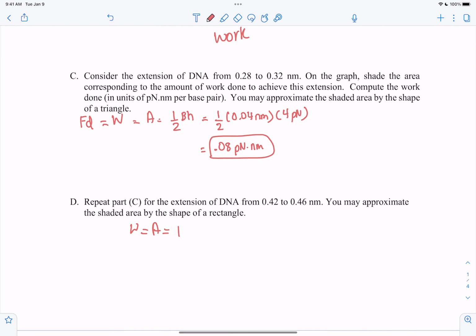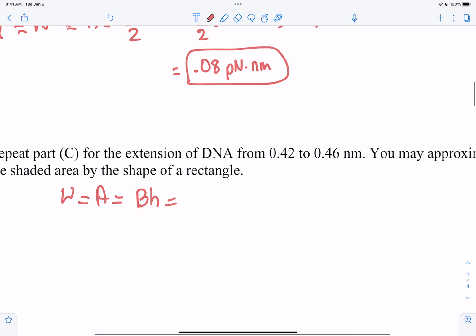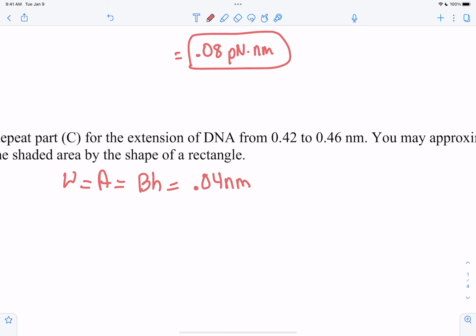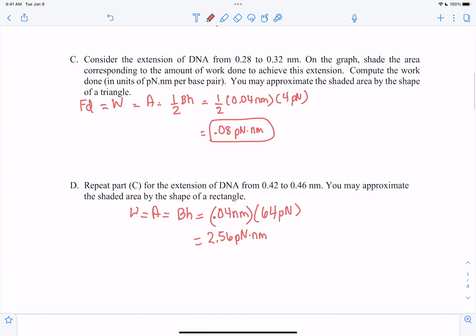But it's just going to be base times height. And so 0.42 to 0.46, that's 0.04 nanometers for our x distance right there. And then our force, 64 piconewtons, right? So once again, it's not the area of a triangle. That's my mistake. But it should be 64 piconewtons times 0.04, and that gives us around 2.56 piconewtons times nanometers, right? Around that range.